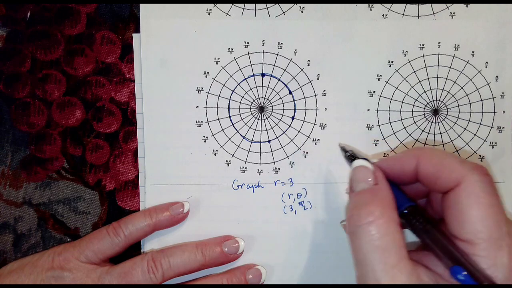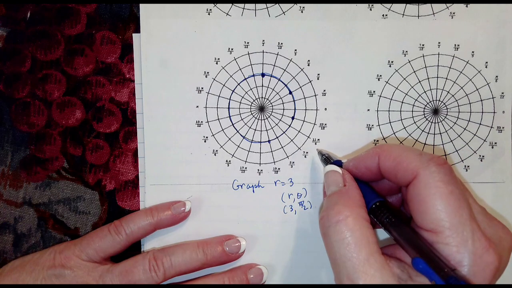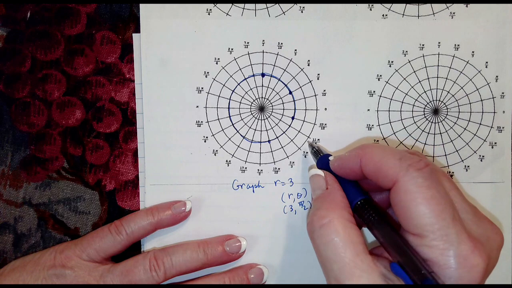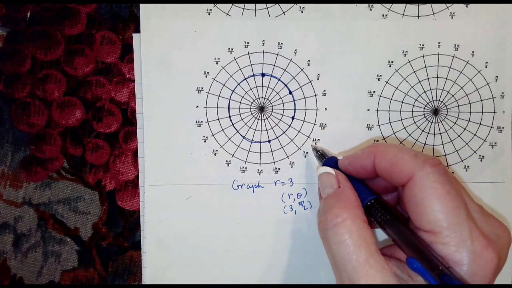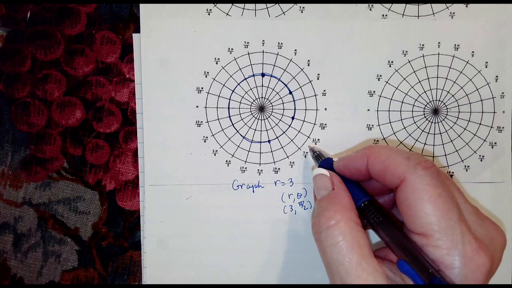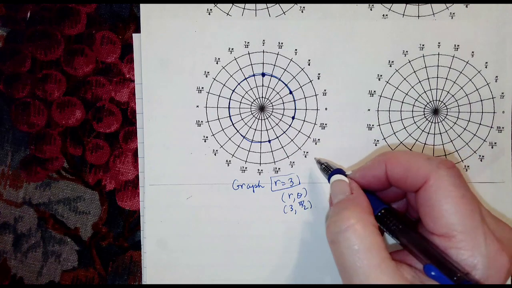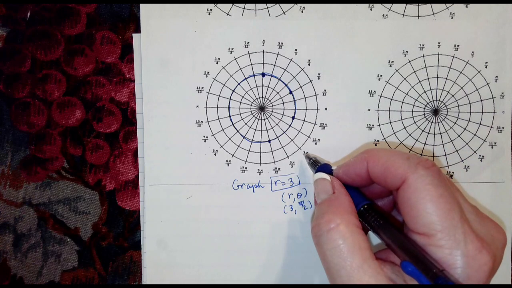Now, if I wanted to change that back into a rectangular one, then I would have the idea of r being the square root of x squared plus y squared. So we're okay on this one, just forming a circle. So r equals 3 is a circle. Now I could have given you r equals 2 or r equals 1. It still would have been a circle.